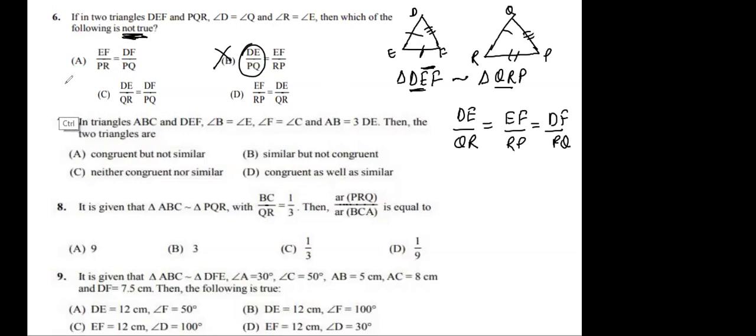Let's check the other option also. This is DE upon QR and DF upon PQ. DE upon QR means this upon this, and DF upon PQ. Yes, it is equal. It is correct. And the next one is EF upon RP. EF upon RP is equal to DE upon QR. Yes, EF upon RP is also equal to DF upon QR. So all the options are correct except this one. Moving to question number 7.